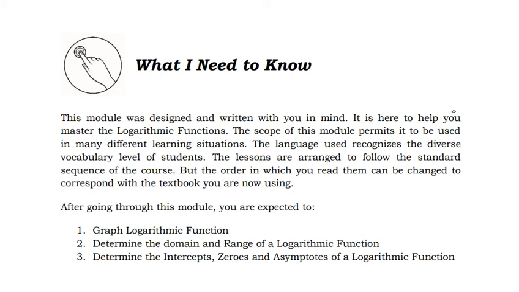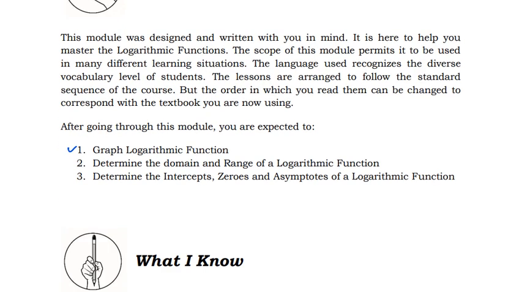This is module 9. After this module, you're expected to, number 1, graph the logarithmic function. Then you have to determine the domain and the range of a logarithmic function. And then we also have to determine the intercepts, zeros, and asymptotes of the logarithmic function. So parang ito na yung IZDRAG, that is, of the logarithmic function: Intercepts, the x and the y intercept, the zeros, the domain, the range, the asymptote, the vertical and the horizontal, as well as the graph.